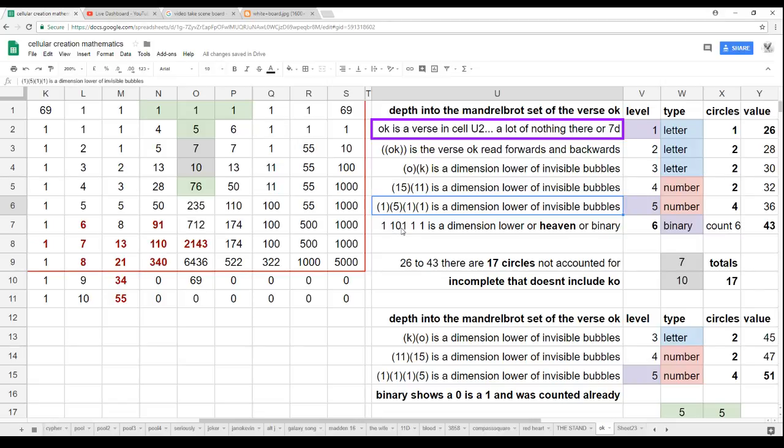That's just a 1, 1. I didn't account for the zeros in front of them, because why? Save some space, 1, 2, 3, 4, 5, 6 characters. Okay, that's your heaven. So there's level 6, has count 6, because you have to count.